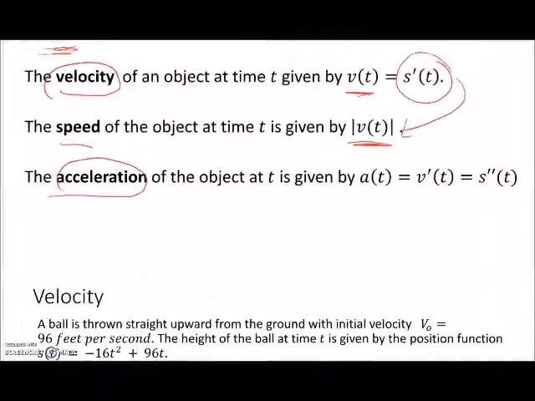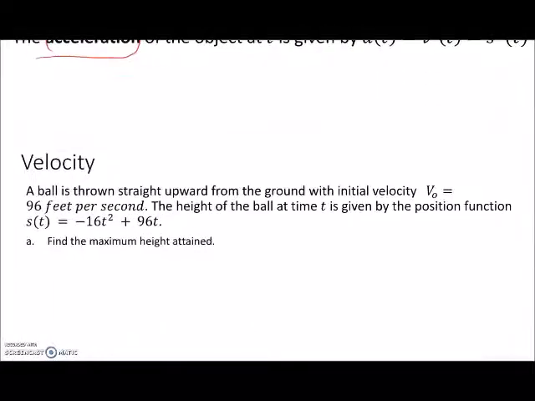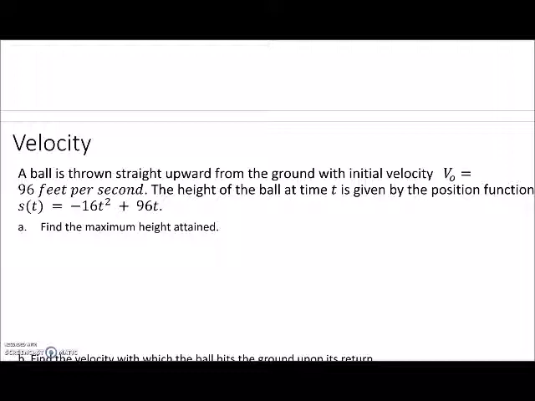So continuing on to the velocity, it says, a ball is thrown straight upward from the ground with an initial velocity of, and that's what the v sub 0 means, initial, 96 feet per second. The height of the ball at time t is given by the position function s of t equals negative 16t squared plus 96t. Now the first thing we're trying to find is the maximum height attained.